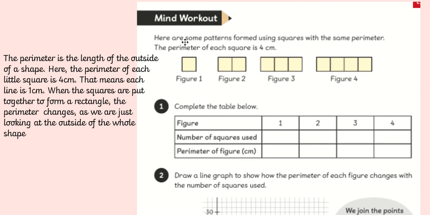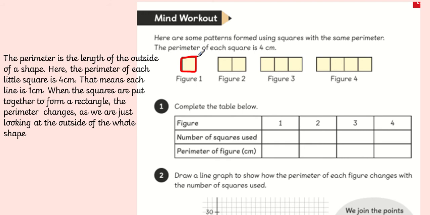Okay, here are some patterns formed using squares with the same perimeter. The perimeter of each square is 4 centimeters. So just to know, the perimeter is the length of the outside of a shape. So here the perimeter of each little square is 4 centimeters. Okay, so 1 centimeter, 2 centimeter, 3 centimeter, 4 centimeter. So each line is 1 centimeter.